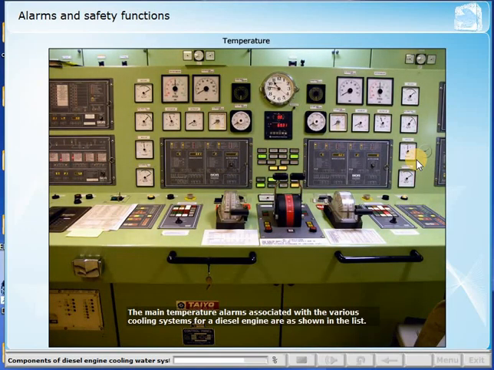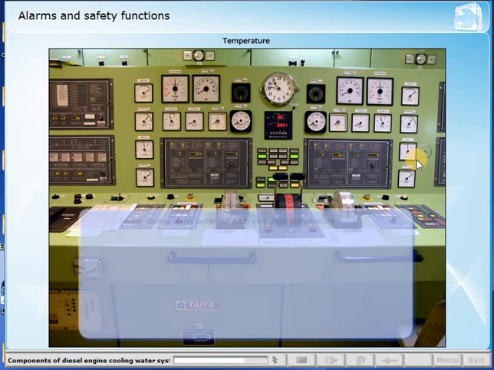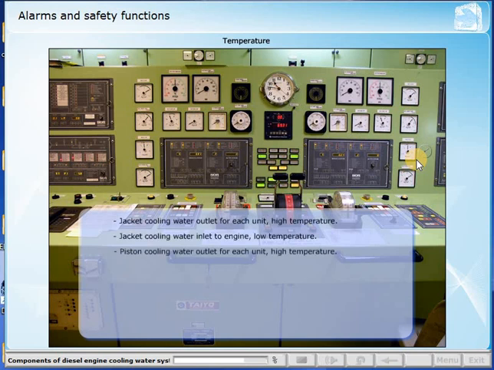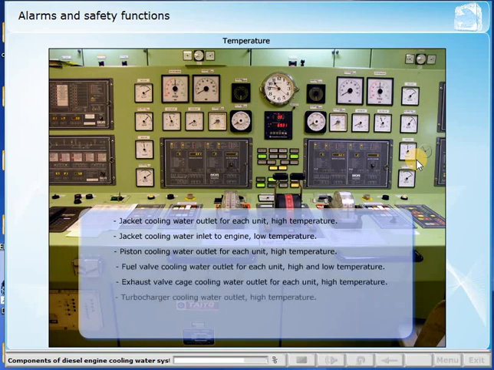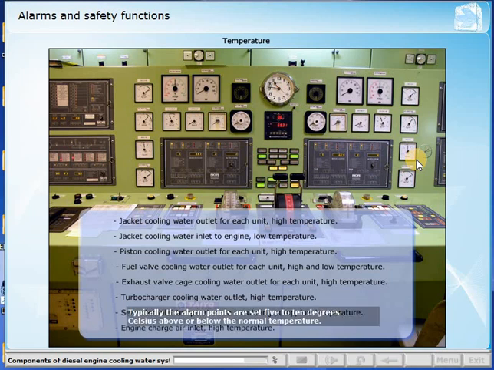The main temperature alarms associated with the various cooling systems for a diesel engine are as shown in the list. Typically, the alarm points are set 5 to 10 degrees Celsius above or below the normal temperature. Not every diesel engine installation will have all of these alarms, and you should check the engine on your vessel to see the actual alarms fitted.